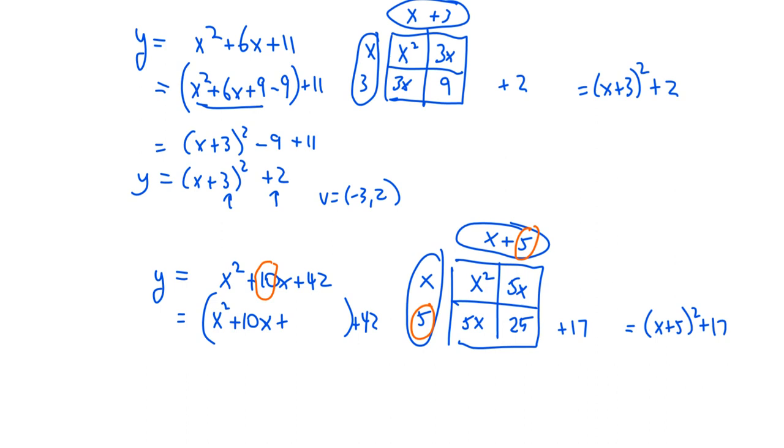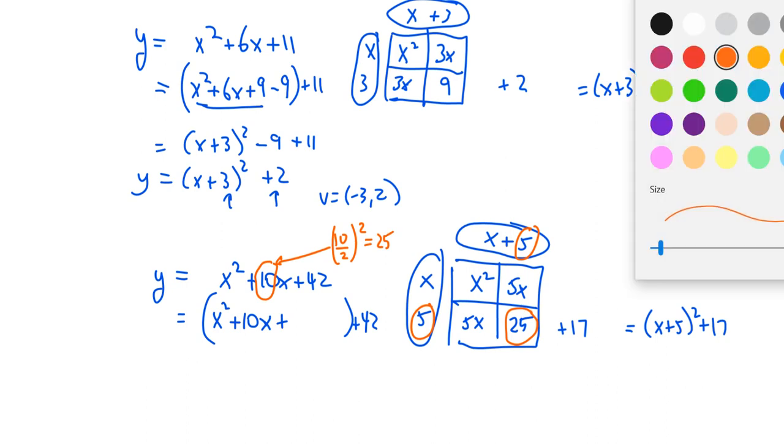So I'm going to take the number that is half of this middle term, and then to make a perfect square, I'm going to need this to be my last term. So what is this? Well, that's the 5 squared. So how do I figure out what to add? I'm going to take half of the middle term and square it. And that gives me 25. So I'm going to add 25.